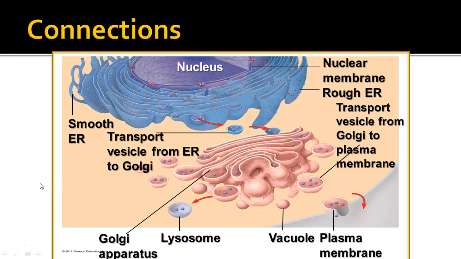So lastly, we just want to see the connections between all these things. This is why it's called the endomembrane system, because you've got a system of membranes surrounding the nucleus and making up the ER, and also making up the Golgi apparatus, and then the lysosomes as well are made of membranes that come from these sources.